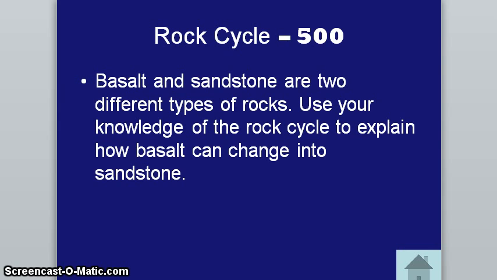Basalt and sandstone are two different types of rocks. Use your knowledge of the rock cycle to explain how basalt can change into sandstone. Well, basalt, being an igneous rock, would have to weather and erode and break down into sediment to then get into sandstone, which is a type of sedimentary rock.